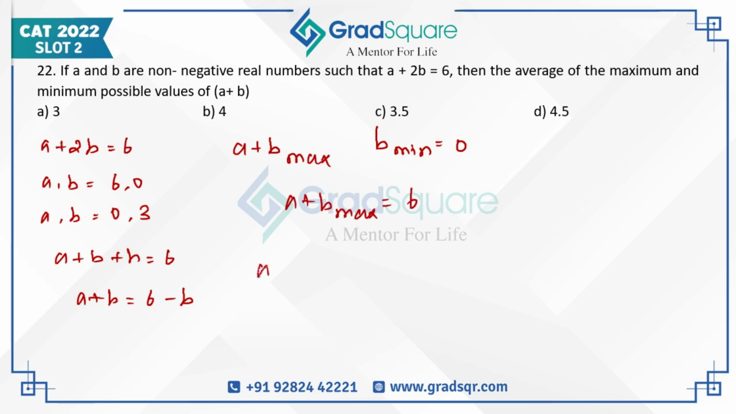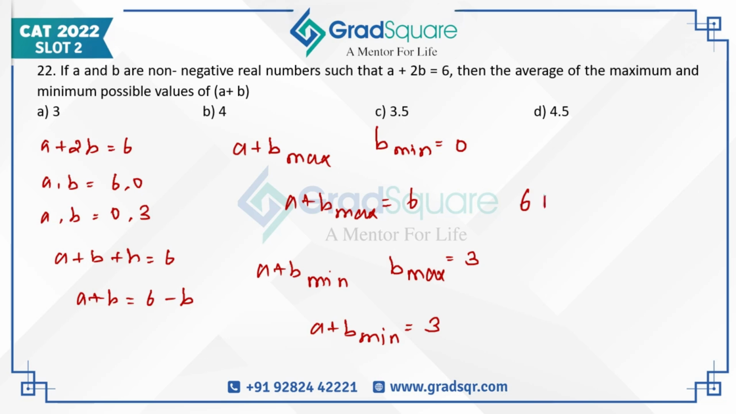6. And for a + b to be minimum, the maximum value of b is required, and the maximum value of b can be 3. Then a + b minimum will be what? 6 - 3, which is going to be 3. And the average of a + b max and min is asked. The minimum value of a + b and the maximum value of a + b, the average is being asked.